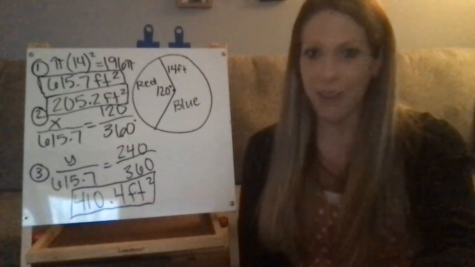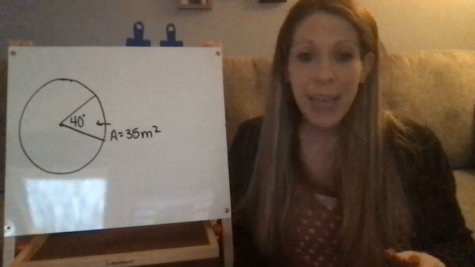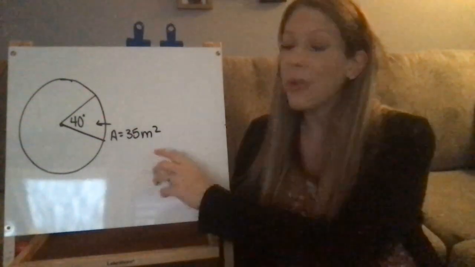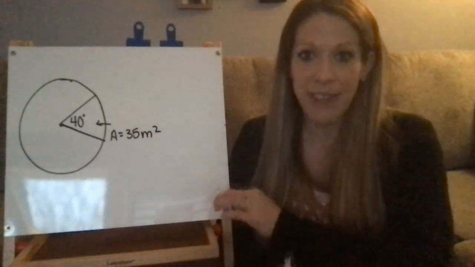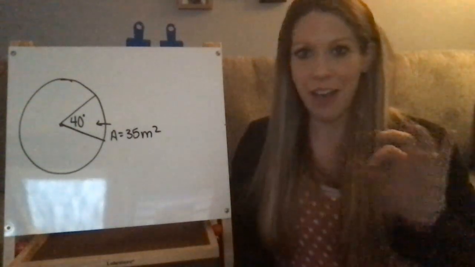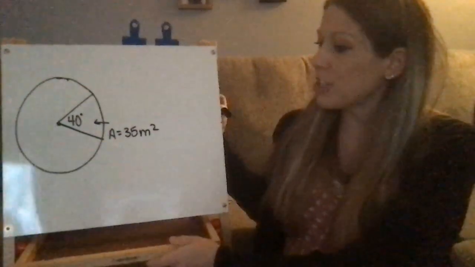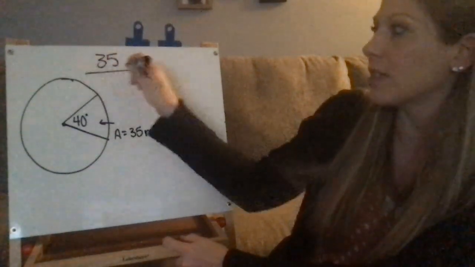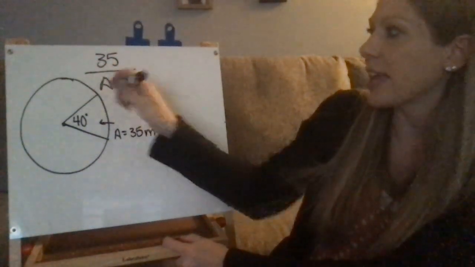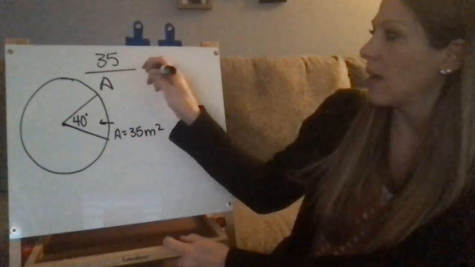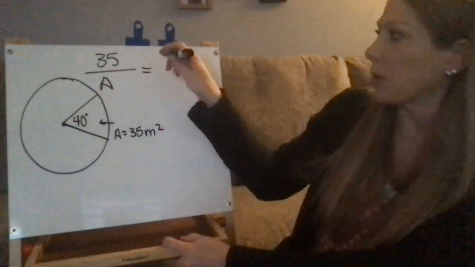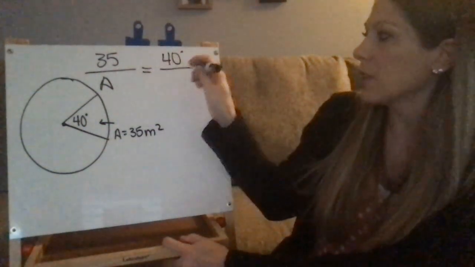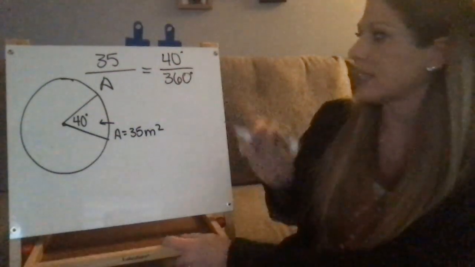Let's do one more of those. All right, so next example, really similar to what we've been working on. We're going to set up our proportion, but this time we know the area of the sector is 35 meters squared. We need to find the area of the whole circle. So our proportion is going to look just a little bit different. This time we know the area of part of the circle. We're looking for the area of the whole thing. We know that the part of the circle that we're looking at, or that we know, is 40 degrees.